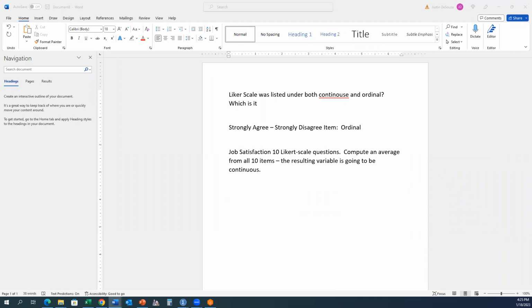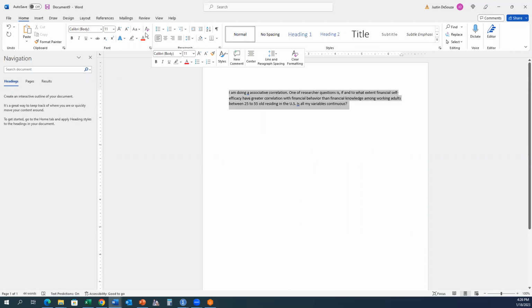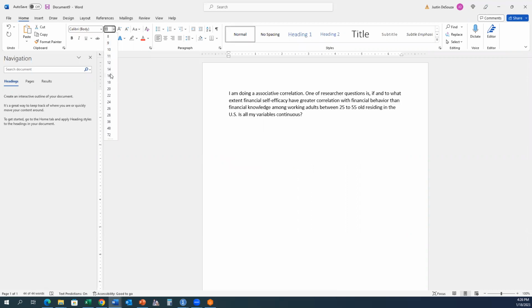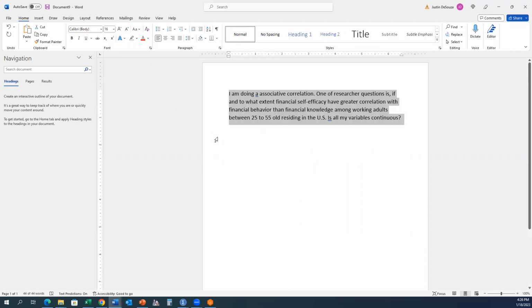Okay, so we have a question from, sorry if I can't pronounce your name correctly, Bamidel. So let's see. So she asks, I'm doing an associative correlation. One of the research questions is, if and to what extent does financial self-efficacy have a greater correlation with financial behavior than financial knowledge among working adults?